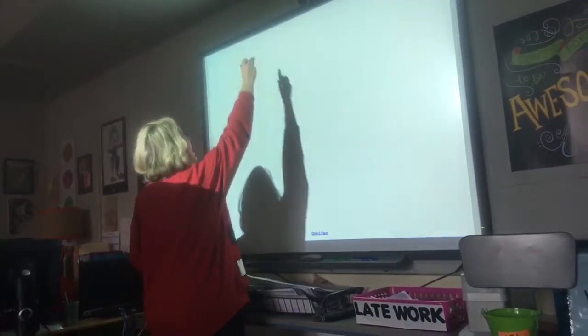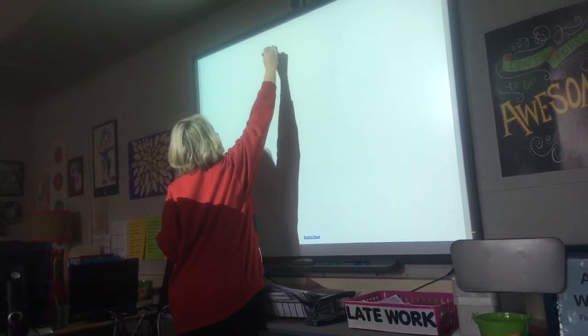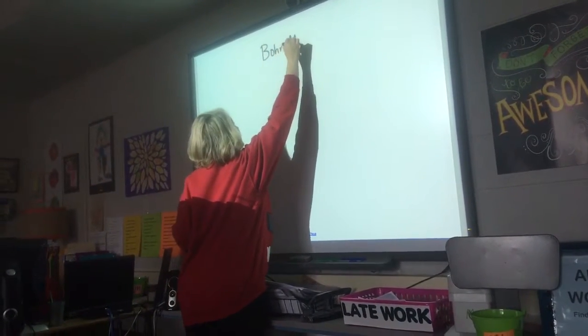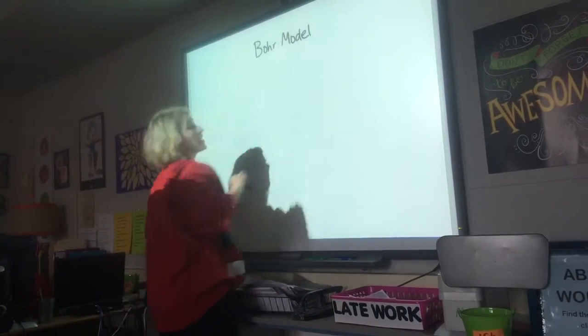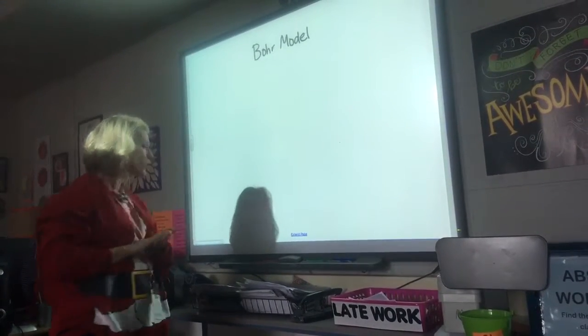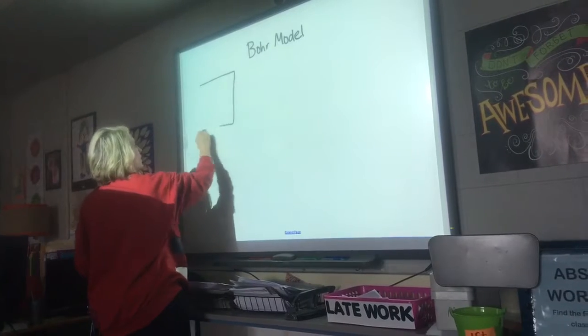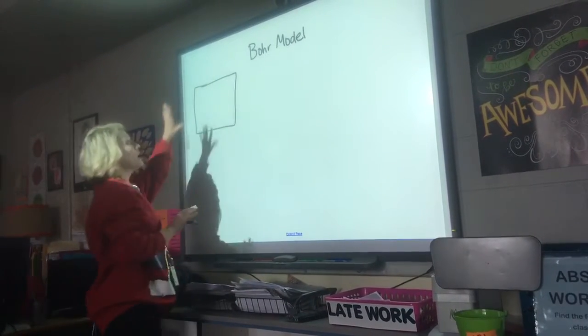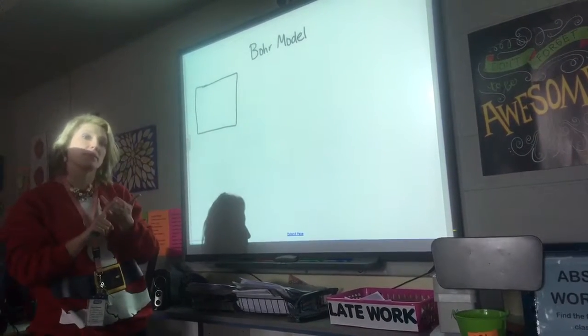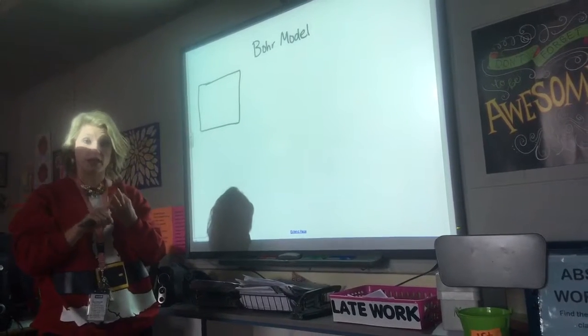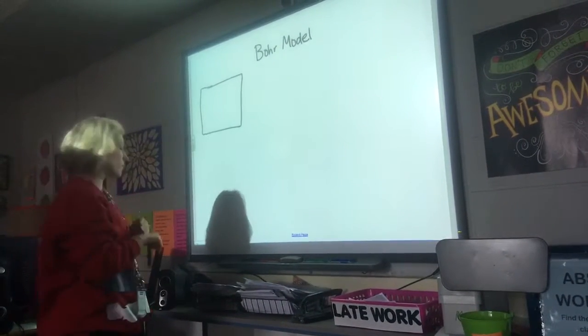Okay, so today we're going to learn about the Bohr model. The Bohr model is a very important model, and it displays the electrons. We're going to start out by looking at an element square. I know that you've already done this, but by looking at the element square and being able to calculate protons, neutrons, and electrons, it will help you to come up with the Bohr model.